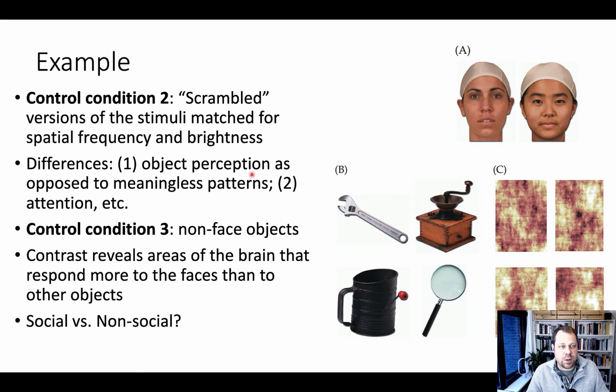Let's consider two other control conditions. Let's consider scrambled versions of the stimuli. They are matched for spatial frequency and they're matched for brightness, right? So those are scrambled images here. But nonetheless, they are meaningless stimuli. So now you're controlling for the visual activation, but you don't have any higher order meaning. So there's no object perception involved. They're just simply meaningless patterns.